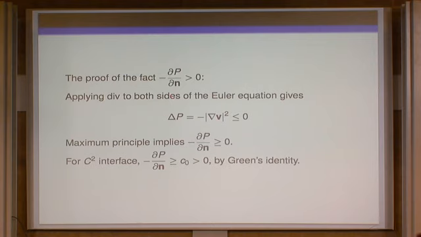So this is like concave down, right? And we also know the pressure is 0 on the interface. Taking into account the conditions at infinity, you can show, just using a maximum principle, that it's always greater than or equal to 0. And of course, we can do it precisely: it's greater than or equal to a constant, by a Green's identity argument. So the proof is very easy, but this is the second proof.